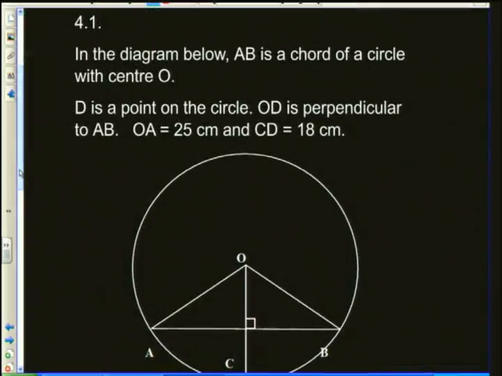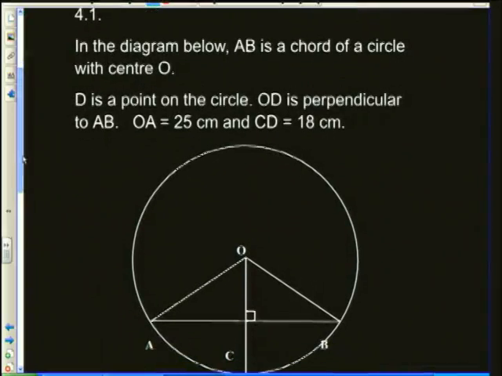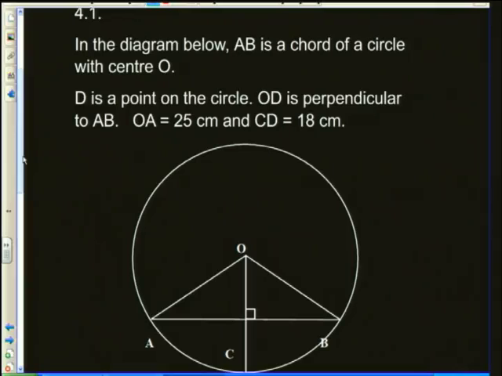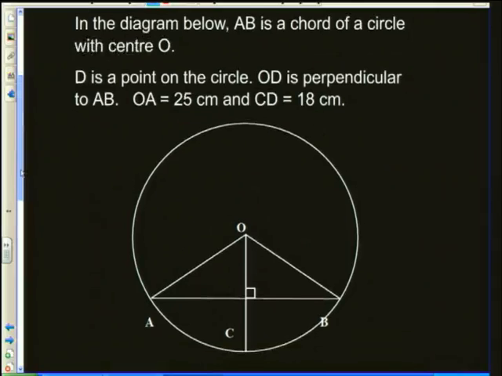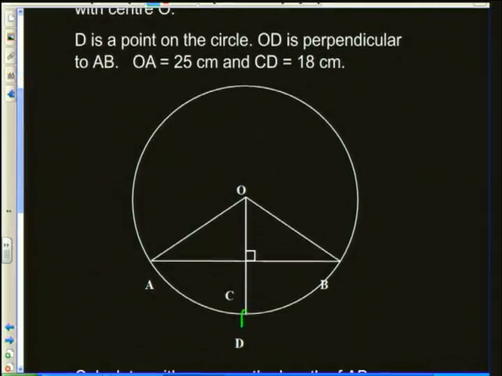And it looks like a Euclidean geometry question. Right, it says in the diagram below, AB is a chord of a circle with center O, and D is a point on the circle. So my D is down here, it's that point there. OD is perpendicular to AB. OA is 25 and CD is 18.